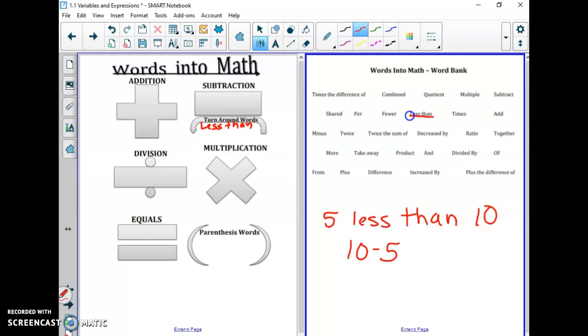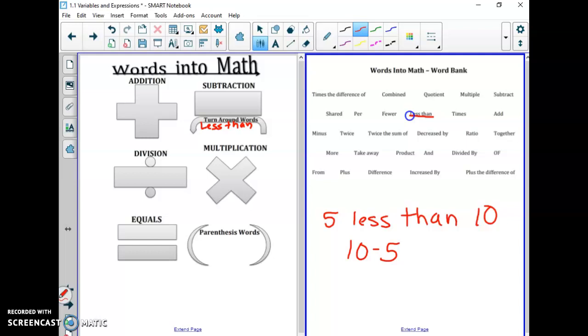So I want you to take a few seconds, and I want you to try. You may not be able to get all of them in, but I want to take 2 minutes. I want you to try to put as many words as you can into each category. Which ones mean which things? Times, the difference of, combine, quotient, multiple, subtract. Where do these words fit into these categories? So you can write them right into there.